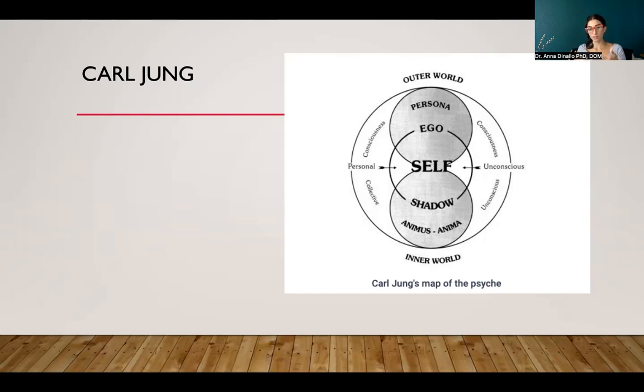And the persona simply is how you wish you're seen in the world. So maybe if you're someone who self-identifies as a female in the world, you wear dresses because that's in alignment and you want to be seen that way. Or maybe you want to be seen as a kind person. And so the persona is the mask we put on for the outer world.